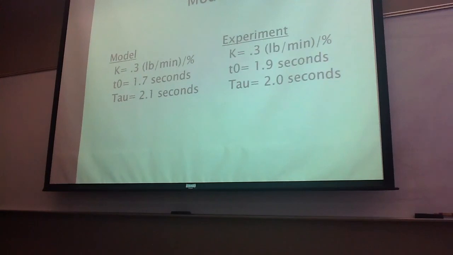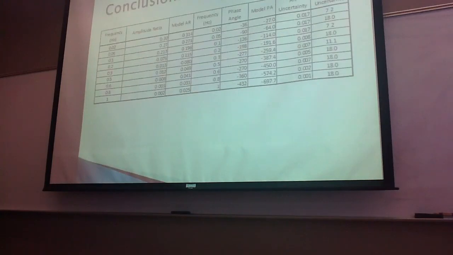Here are the actual parameters of the modeling system versus the experimental. You can see they're pretty close. And here are the final results with all the model amplitude ratio and phase angle versus the experimental amplitude ratio and phase angle, with uncertainties included as well.